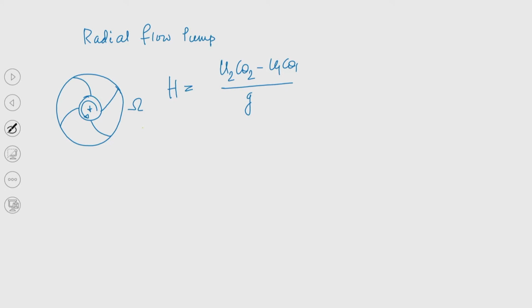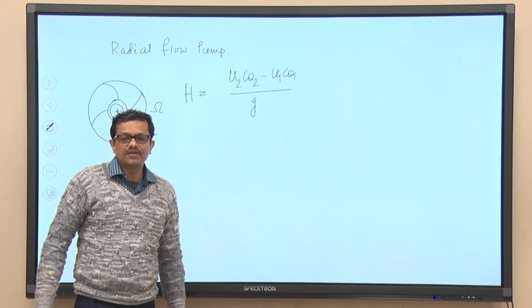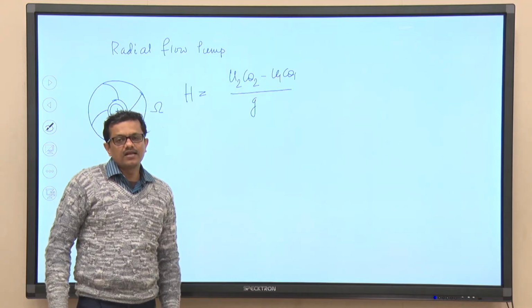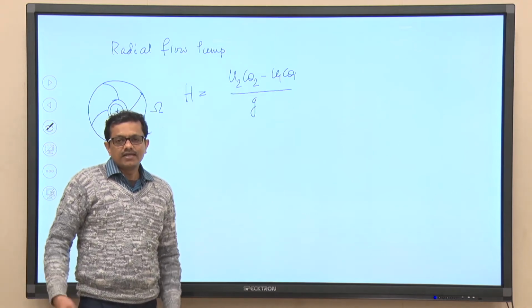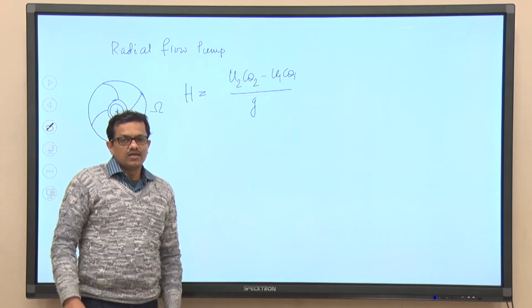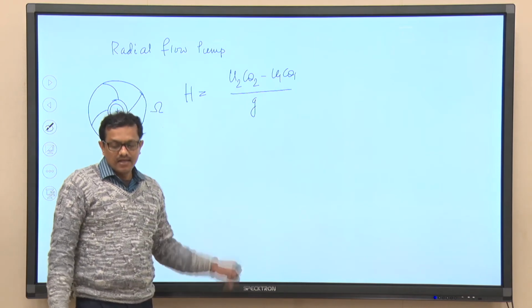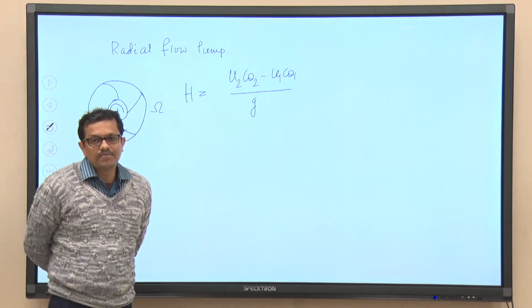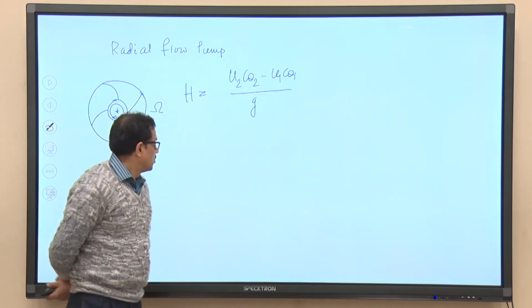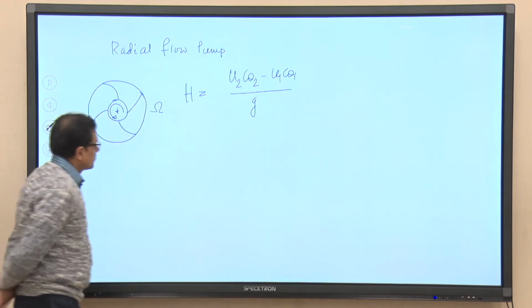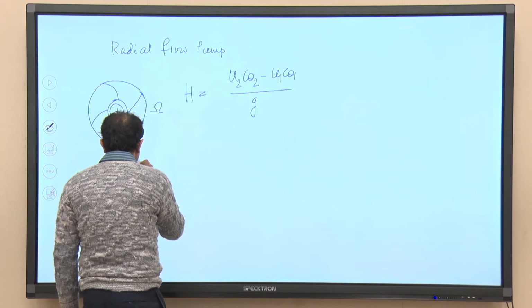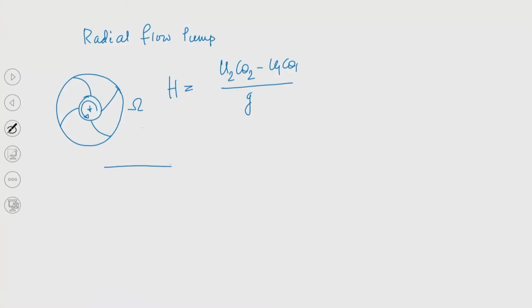Okay. Now, this is the expression we know. We have tried to write this expression in terms of different velocity components, and we have identified the contribution of different components towards the net head being developed by a radial flow pump.